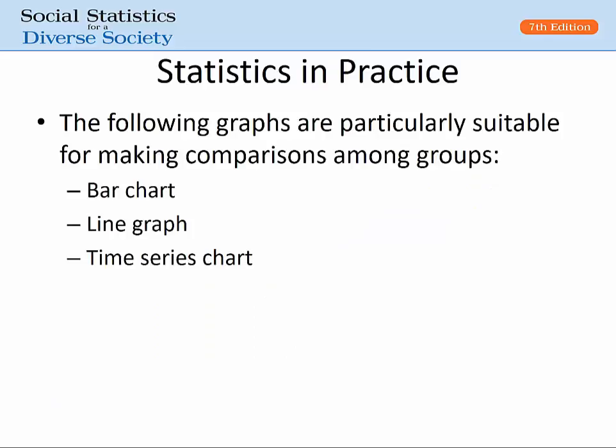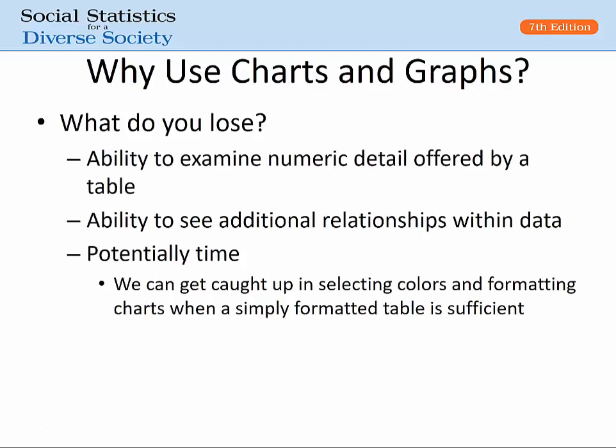Okay, so when we use statistics in social work practice, the ones that we use probably most commonly to make comparisons among groups or prepare reports for our employers would be bar charts, line charts, and time series charts. So those are good for making comparisons. So why use charts and graphs? Sometimes we lose the ability to examine numeric detail that we can see in a table, and the ability to see additional relationships within the data. And so generally charts and graphs don't show as much nuance as the raw numbers in a table would show.